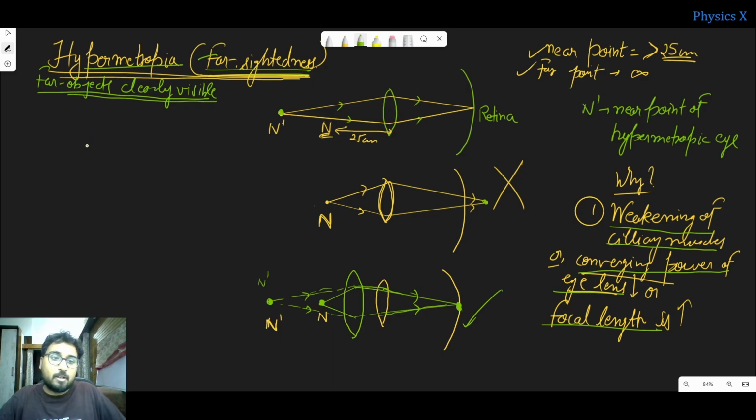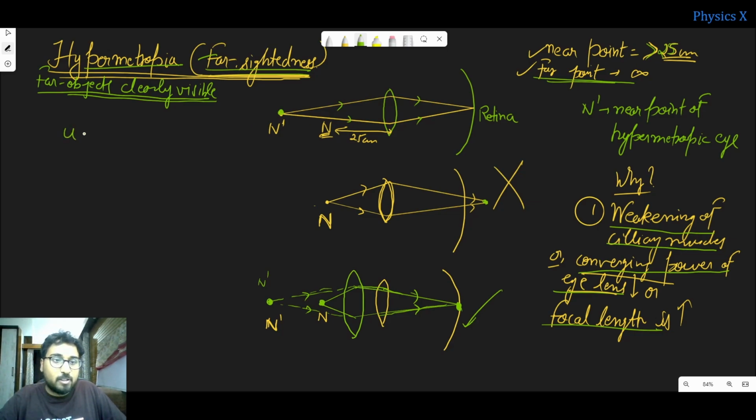Now let me clarify that. The far point of this eye, as I already mentioned, is infinity, and the near point is actually greater than 25 centimeter. Now we need to consider the worst case for this hypermetropic eye. How close can the object be placed? What is the worst possible distance for this eye, so that the object is in the worst scenario most blurred? That distance will be at the near point.